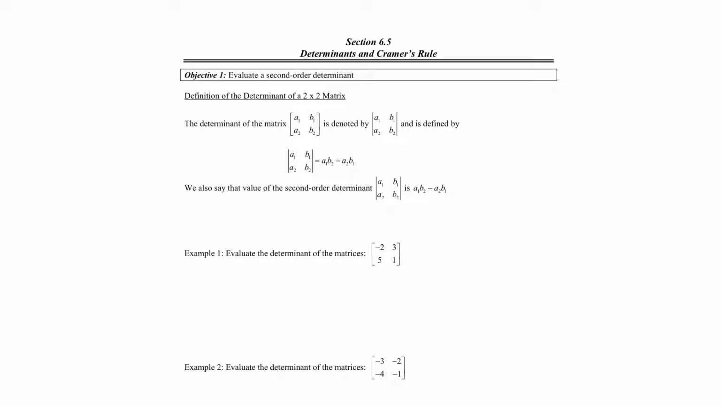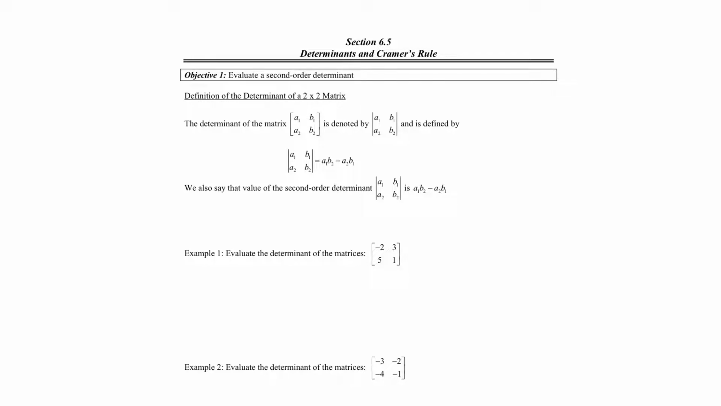So section 6.5 takes us back to the world of matrices, and in fact we're going to learn in this section how we can use something called Cramer's rule in order to solve a system of equations in many instances. Not all the time, but a lot of the time we will be able to use Cramer's rule. But before we can use Cramer's rule, we have to learn about determinants.